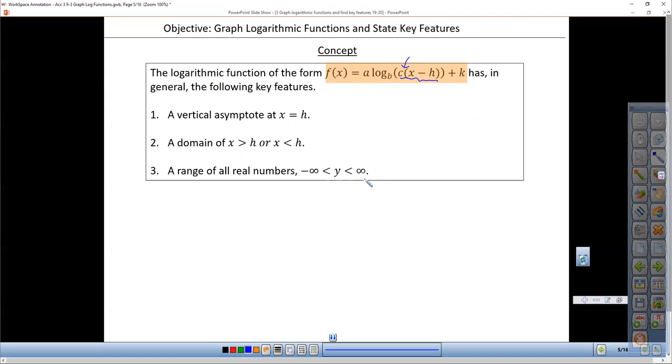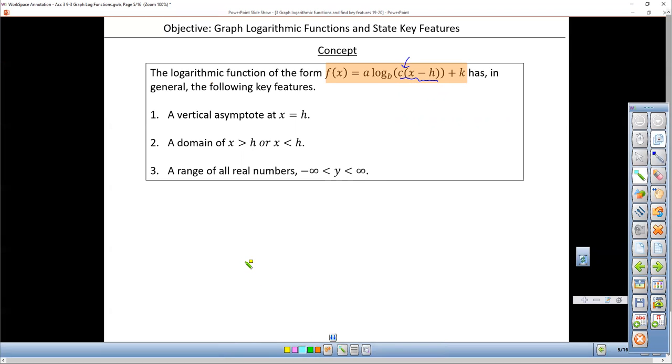The vertical asymptote, which will shift from the y-axis left or right depending on the h value, has an equation of x equals h. For these simple ones, our domain will usually end up being x is greater than or less than that h value, where our translation left or right happens to be. And remember that the range for our logarithm functions is the set of all real numbers, but if we're doing it in set notation with inequalities, you want to make sure that for range you do use a y value.